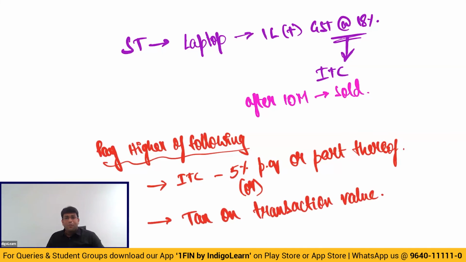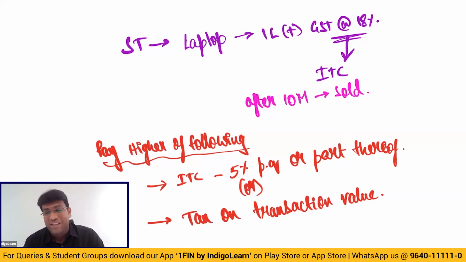You're getting my point, my dear friends? What is the law telling? Please pay the higher of the following two. What is the first one? ITC minus 5% per quarter or part thereof, or tax on transaction value, whichever is higher. I hope we are getting clarity on this point. The law says if you have claimed input tax credit and enjoyed it, and after that you sold the plant and machinery or the capital good, you are required to pay the higher of these two: ITC minus 5% per quarter or part thereof, or tax on transaction value.